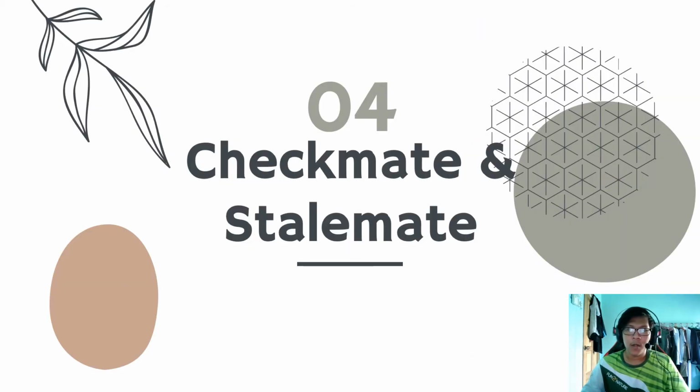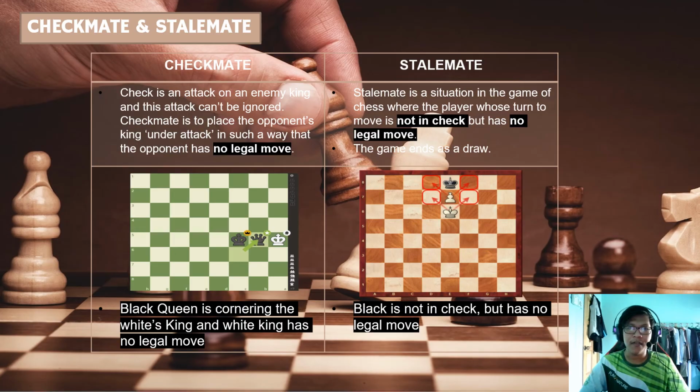And finally, I will explain on checkmate and stalemate. What are the differences between these two? For the differences on checkmate and stalemate, firstly we need to know what is check. Check is an attack on the enemy king, and this attack cannot be ignored. That means the king has to move, or the other pieces must block the check. Checkmate is to place the opponent's king under attack in such a way that the opponent has no legal move.